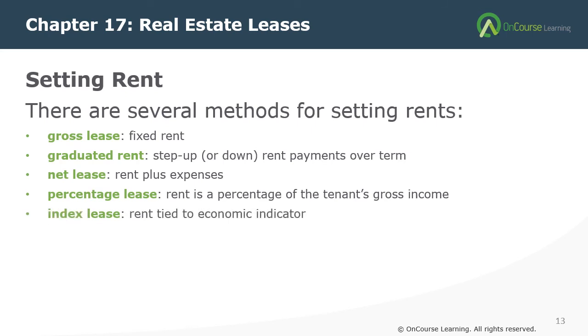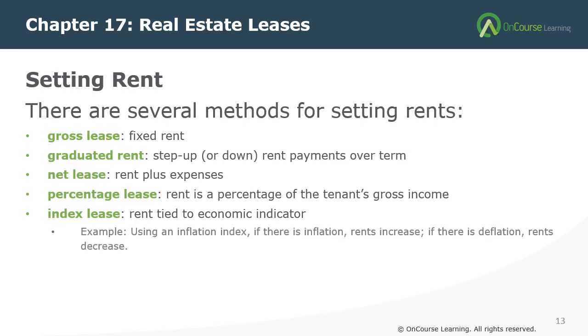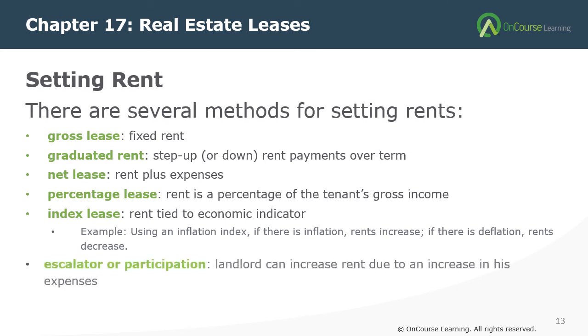An index lease is when rent is tied to an economic indicator. For instance, in an inflationary period, with an index lease, rents will increase. So as that index goes up, like maybe the CPI, rents will increase. If there's deflation and the CPI goes down, rents would decrease in that instance.